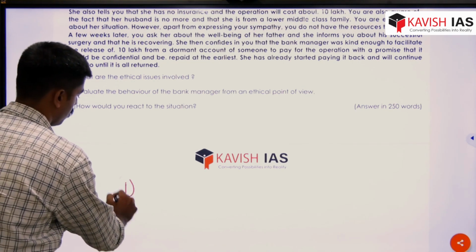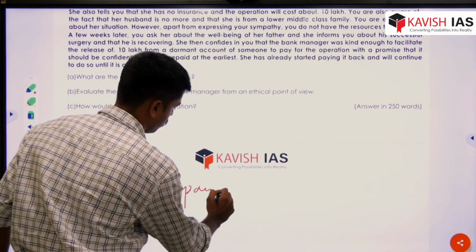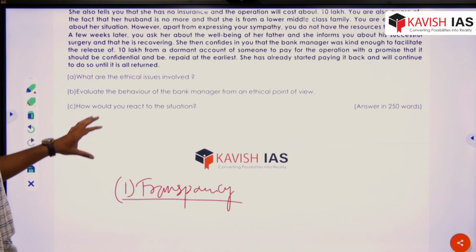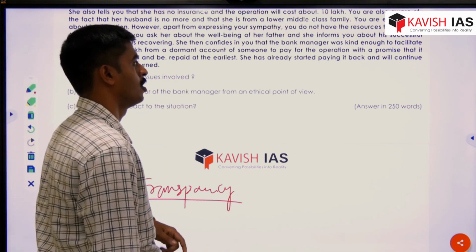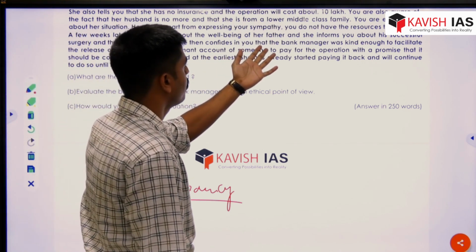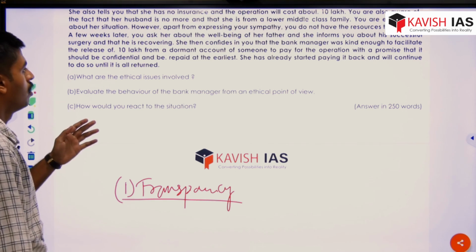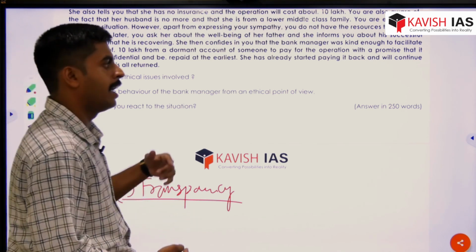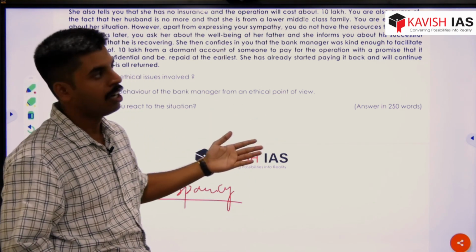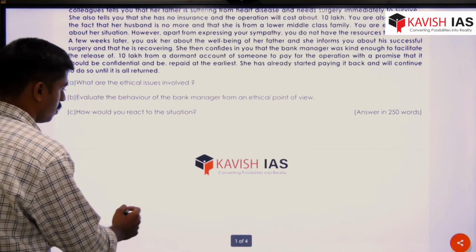is the issue of transparency. Because the bank manager was not transparent enough in doing his job. He did not mention how the money was transferred. Okay, he did not inform anybody, any senior of his. Nobody knows how the money was transferred. So this amounts to lack of transparency in this.